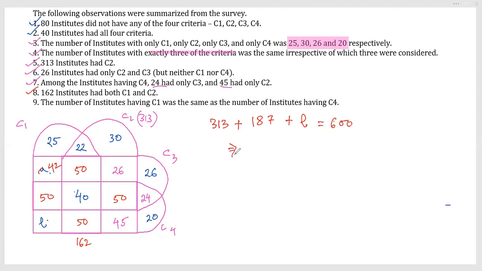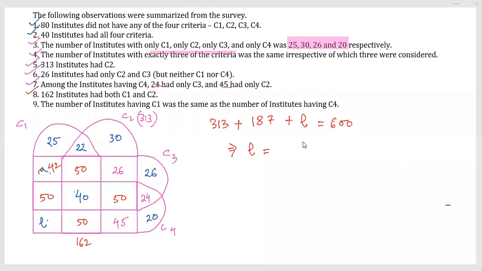So from here I can find B. 600 minus 187 is 413. After solving this one, we find that B is equal to 100. So this part will be equal to 100. Now I am going to solve the entire problems given here.